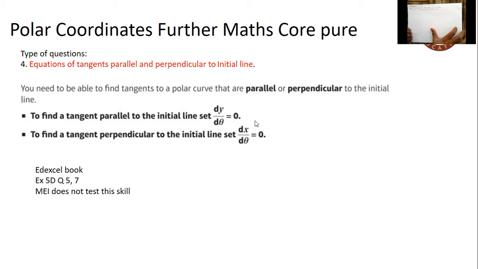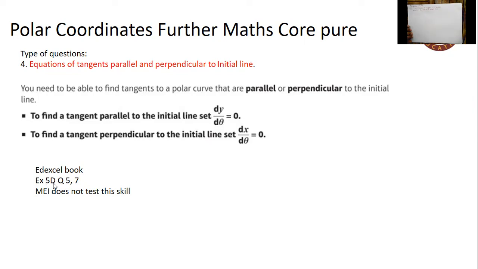I've seen in the past, not many times, but sometimes, people forgetting which one we need to put equal to 0. So I just ask you to memorize this way. In a normal maths question, if you have to work out the tangent parallel to the x-axis, which is the turning point in normal calculus, you do dy over dx equals 0. So just remember that dy is on the top. For any tangent parallel to the initial line, dy over d theta equals 0.